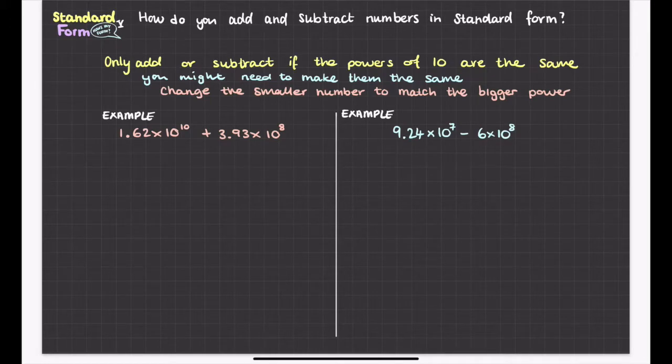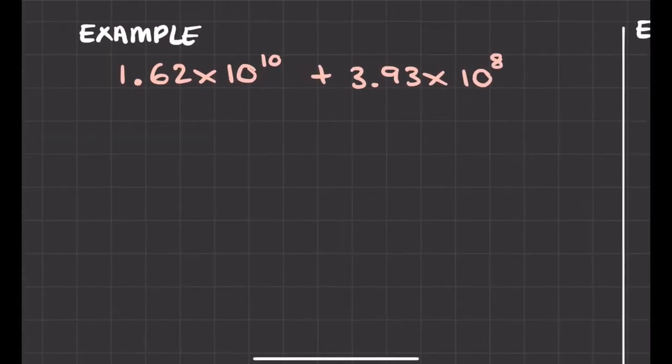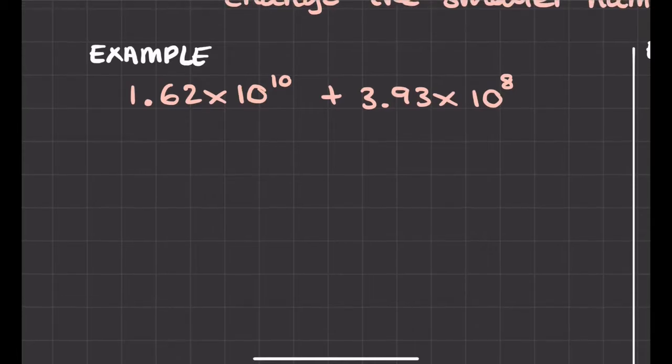Okay, so what do I mean by that? Well, let's have a look at an example. So here's an example. Okay, and if we look at our two numbers, I want to add these two numbers together, this number here and this number here. Which of those numbers is the bigger number? Point at it and then I'll tell you. Okay, so you think it's that one. This one is the bigger number.